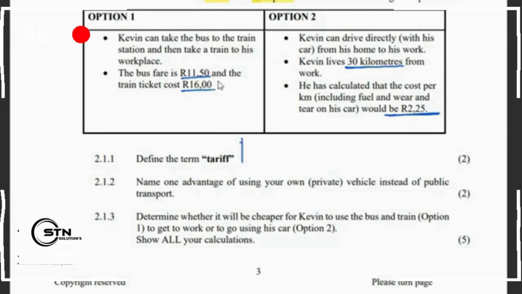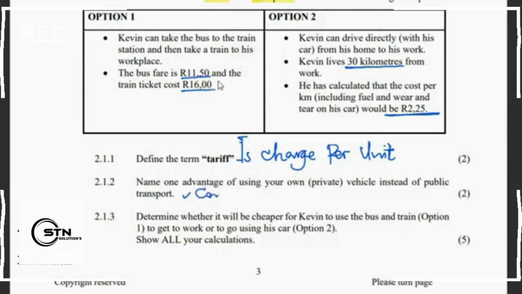Now, tariff is a charge per unit. How much do you pay per unit? That's what we mean by a charge. Name one advantage of using your own private vehicle instead of public transport. First and foremost is what? Convenient. It's convenient. Some people can say it's comfortable. You don't need to rub shoulders with other people.